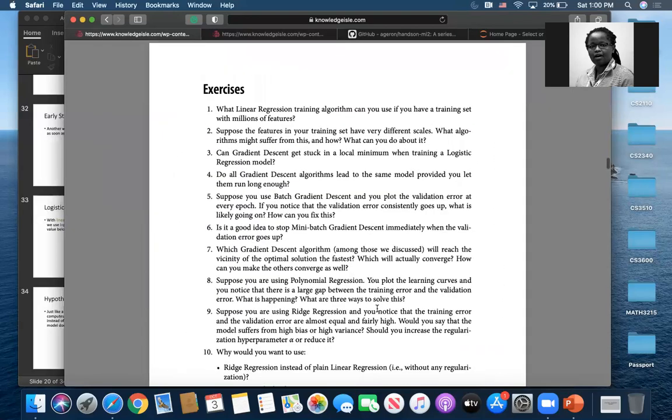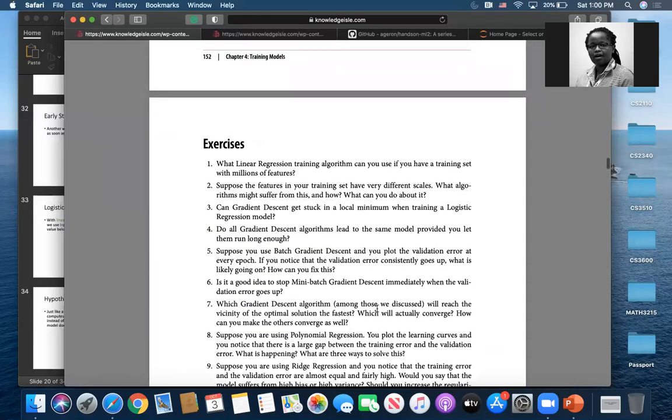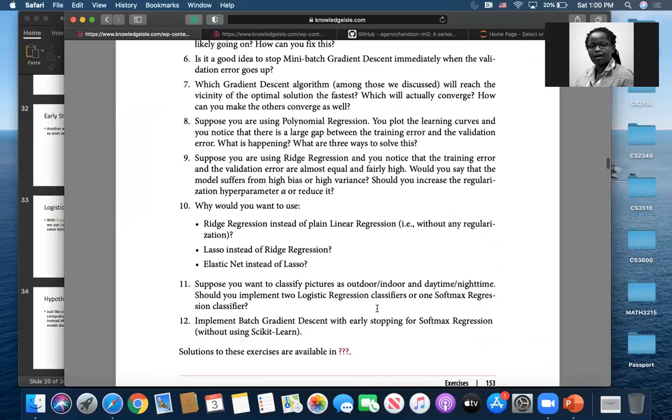So I mean, it was a very bulky chapter. We took 2 sessions to look through it. What I would say is that just go back and reflect on some of the things you've done.